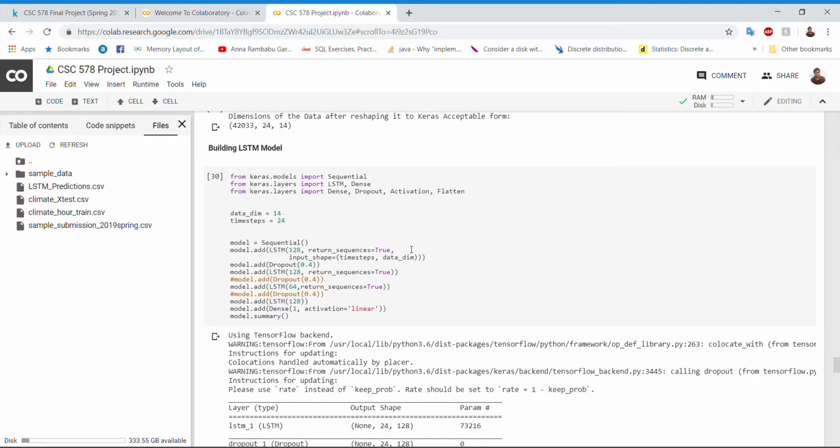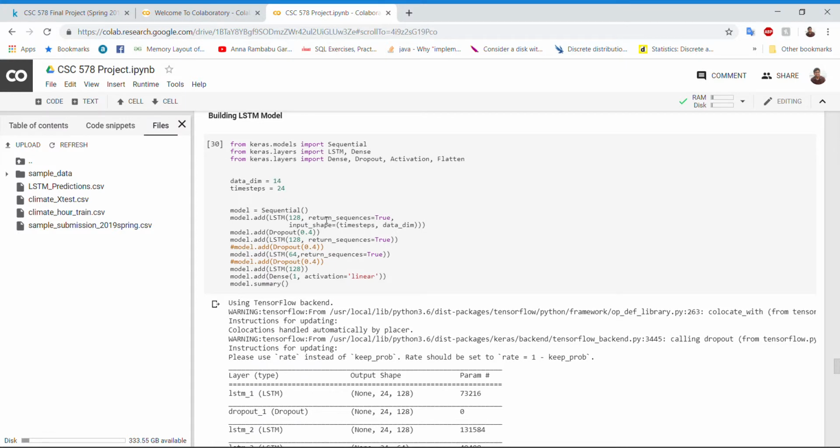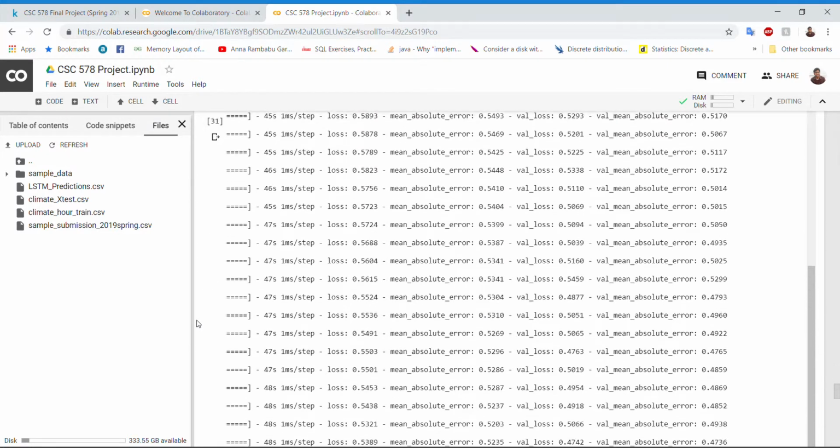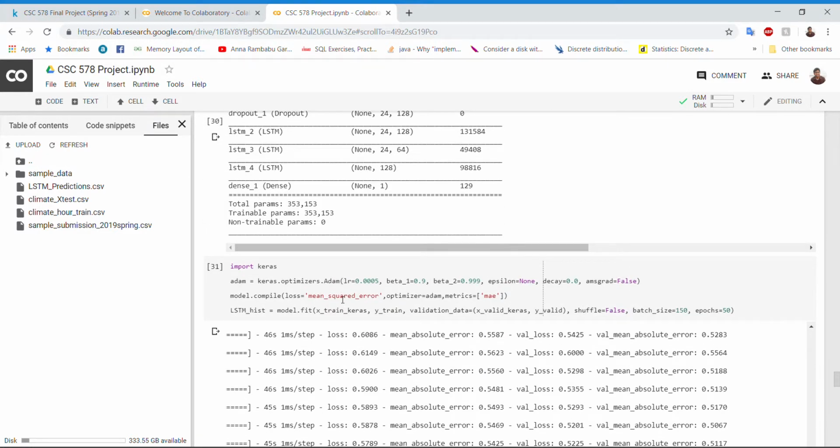And when it comes to the model building, this is my best model for which I got the best results. And this is how I have implemented it with 4 LSTM layers, with 128, 128, 64 and 128 nodes. And after the first layer, I have implemented the dropout layer to reduce some overfitting. And I have used the mean squared error as a loss function to magnify the error rate. So that's how it will be decreased.